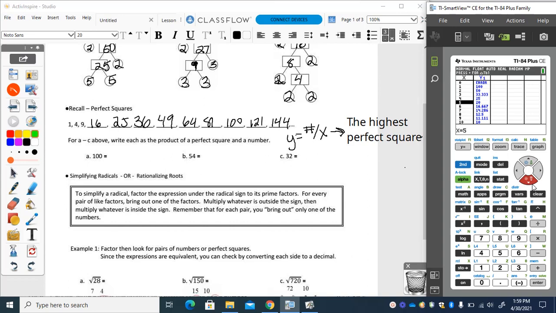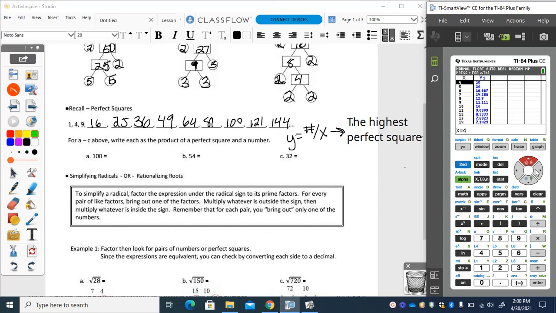Is 5 a perfect square? No. 6? No. 7? No. 8? No. 9? 10? No. None of those numbers are perfect squares. And we're starting to get into decimal territory. So I think we're good at sticking with that 4 and whatever we had. Please go back up.